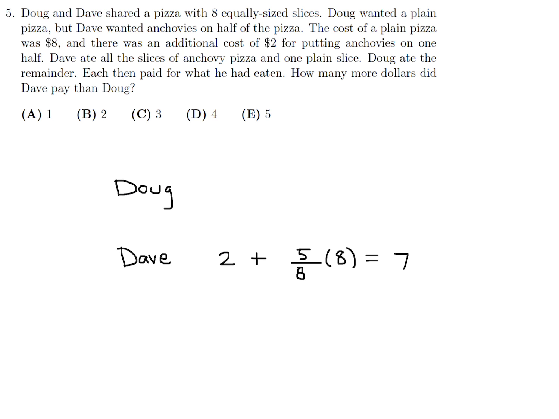Doug ate the remainder, which is 3 slices of the 8. And we multiply that by the cost of the pizza, just the plain pizza, and that's $3. So comparing these, it looks like Dave paid $4 more than Doug. So number 5, the answer is D.